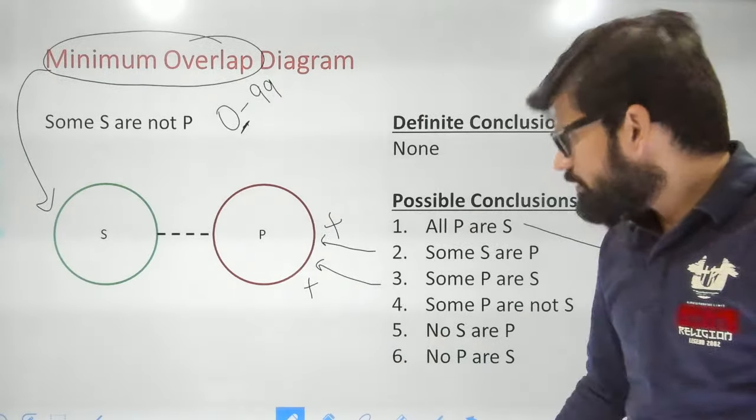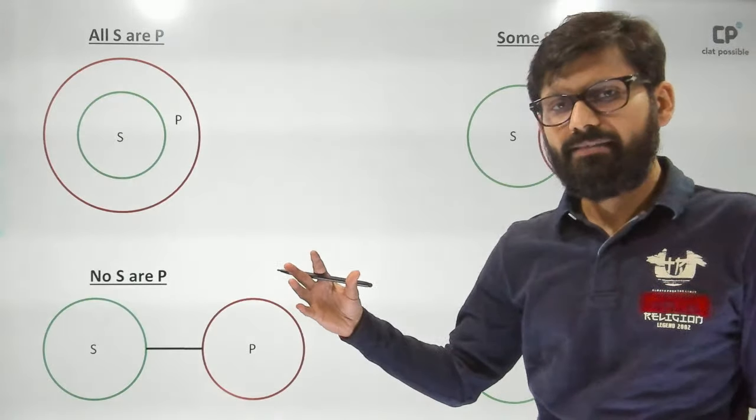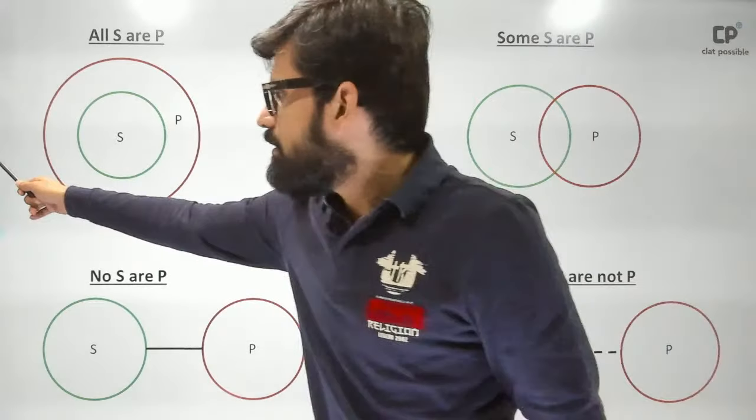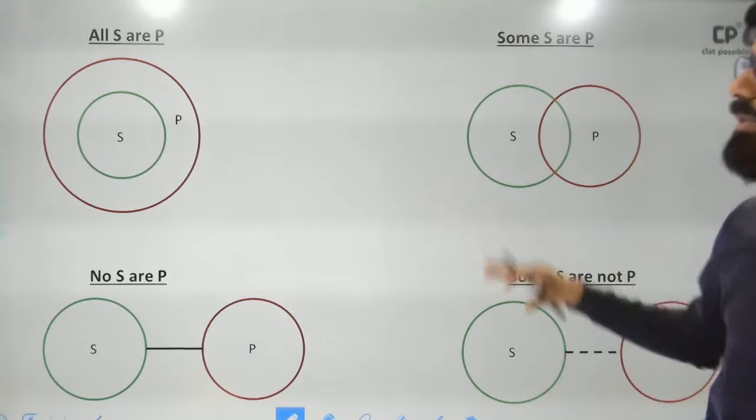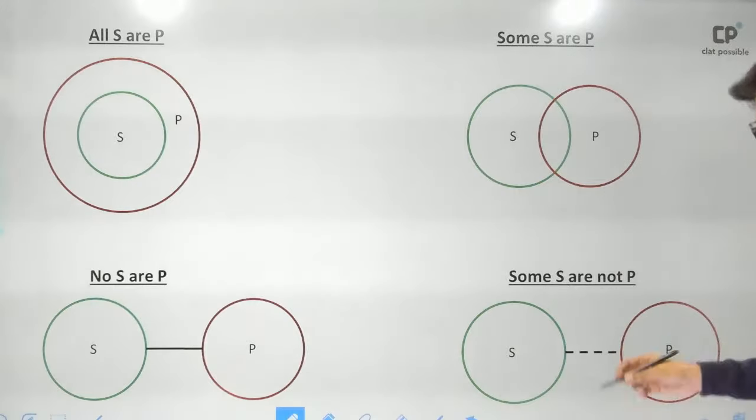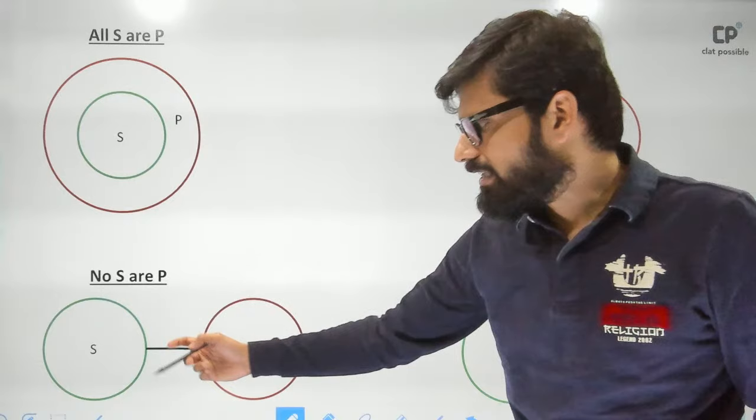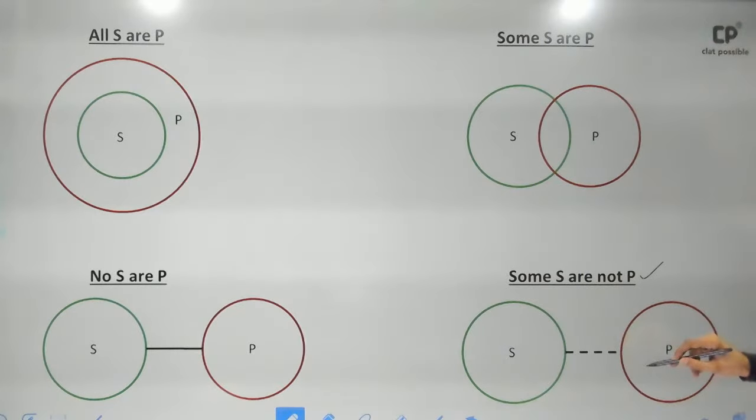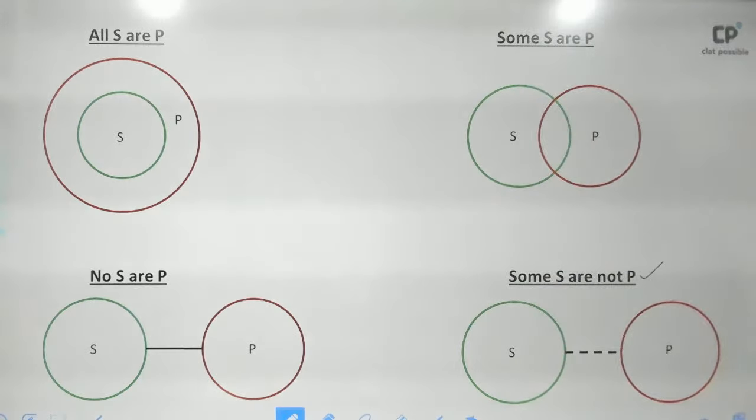So this is what we can extract. This is what becomes the foundation of drawing the Venn diagrams. So we are drawing these four diagrams for these four statements when we are solving questions. These are the minimum overlap diagrams for all these four statements. And you may have noticed that for "some S are not P", we have drawn a dotted line so as to differentiate it from "no S are P". If it is a "no" statement, then we are drawing this continuous line. And when we have a "some not" statement, we are drawing this dotted line. Dotted line signifies that overlap between S and P is possible. So these are the four diagrams that we are drawing.